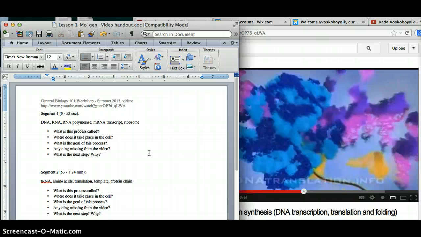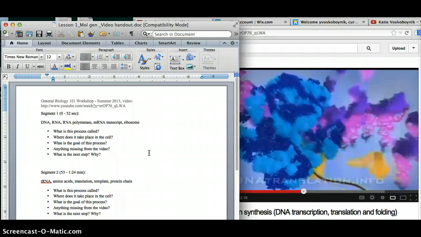So as you can see for part 1, what you guys saw was part 1. You basically see, what is this process called? Where in the cell does this take place? What are the goals? Is anything missing from the video? And yes, there was. But you're basically asking your students to break up this giant process, to DNA, to RNA, to protein, into smaller sub-processes.